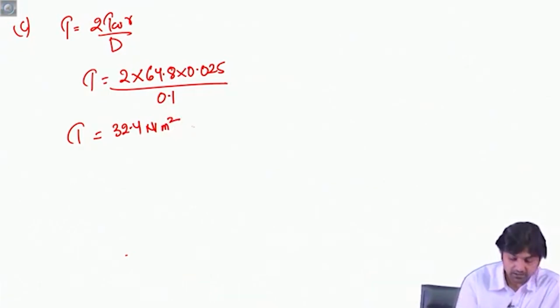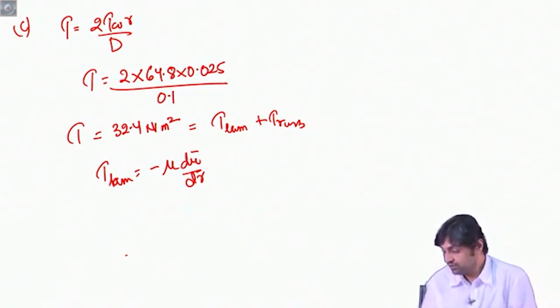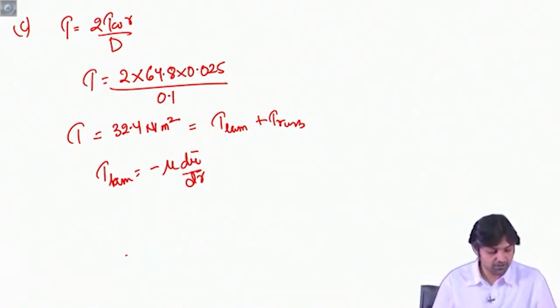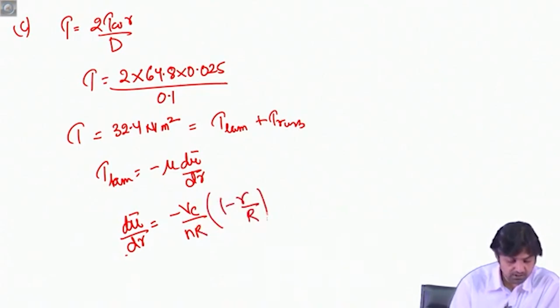All right, and this is sum of both laminar plus turbulent. We also know that tau laminar is given as minus mu du bar dr from the velocity profile law. All right, and then from the velocity profile law, if we try to find out du by dr, it is going to be minus Vc by nr into 1 minus r by R to the power 1 by n.